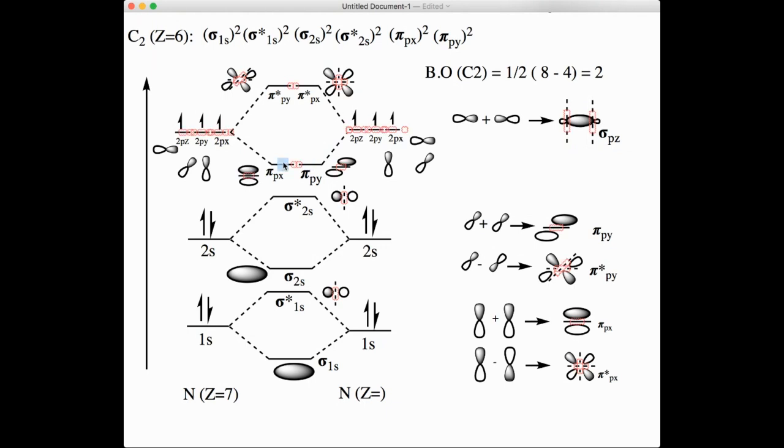So I had already my two bonding pi. I need to place my sigma pz. For nitrogen, I'm gonna place the sigma slightly above the pi. Nitrogen is atomic number 7. So that's gonna be the sigma pz bonding molecular orbital, which you guys should know looks like this. And then I have obviously an anti-bonding, which in this case is going to be higher in energy.